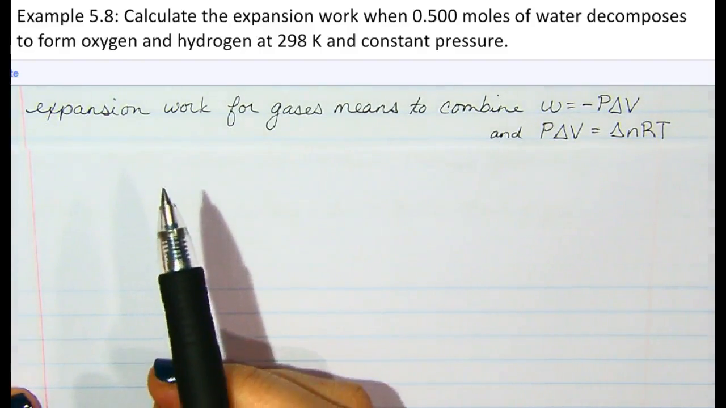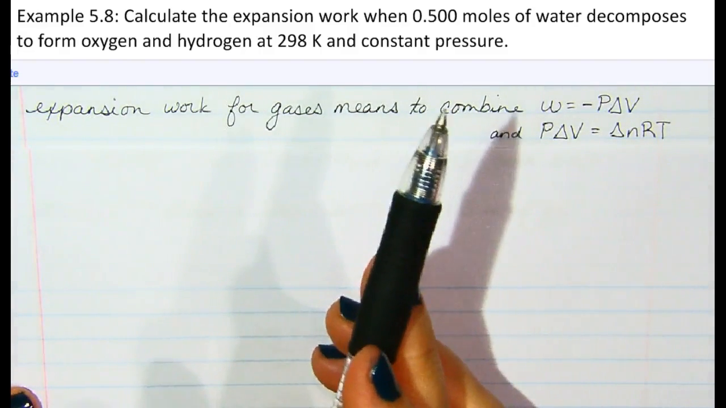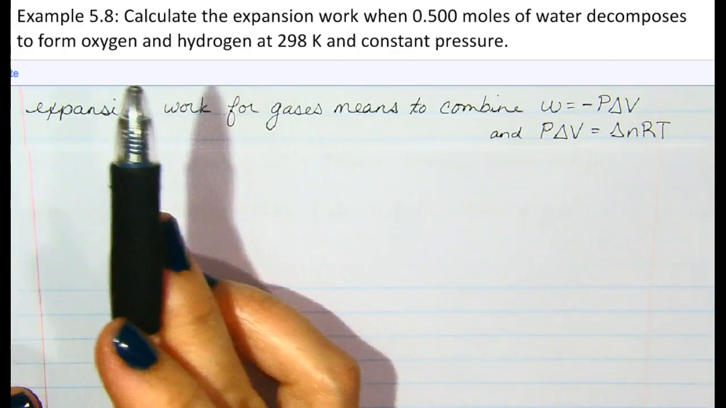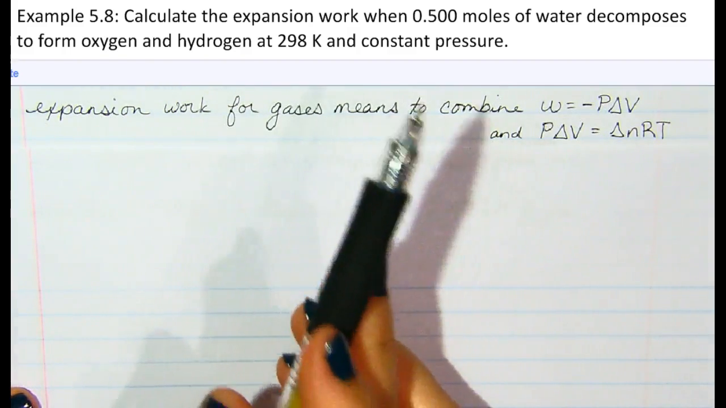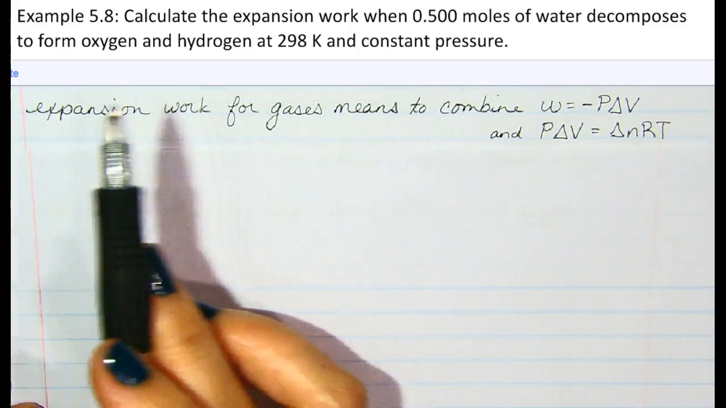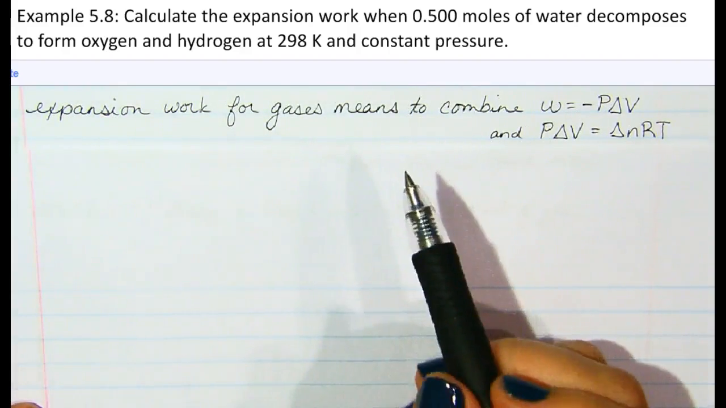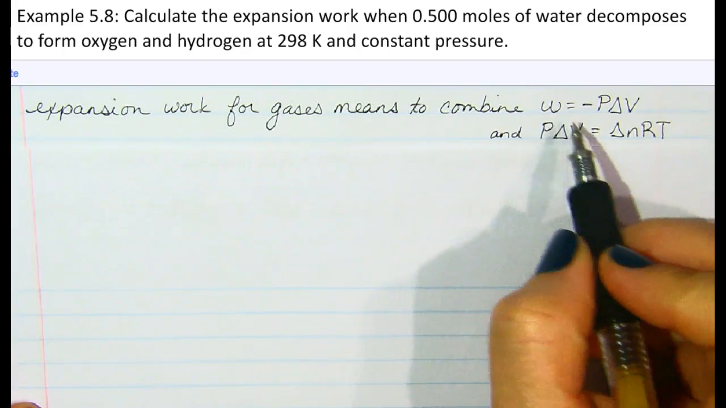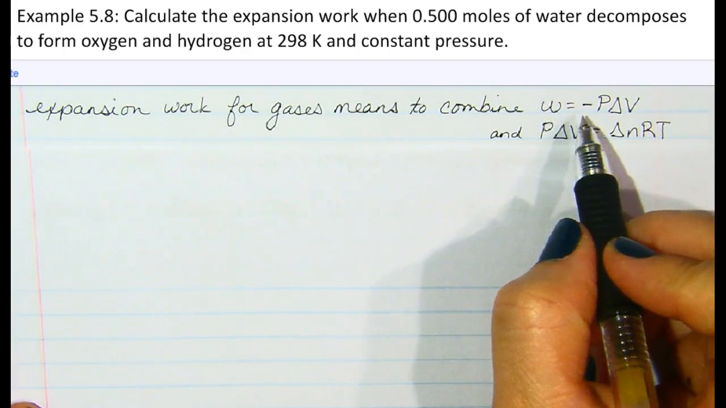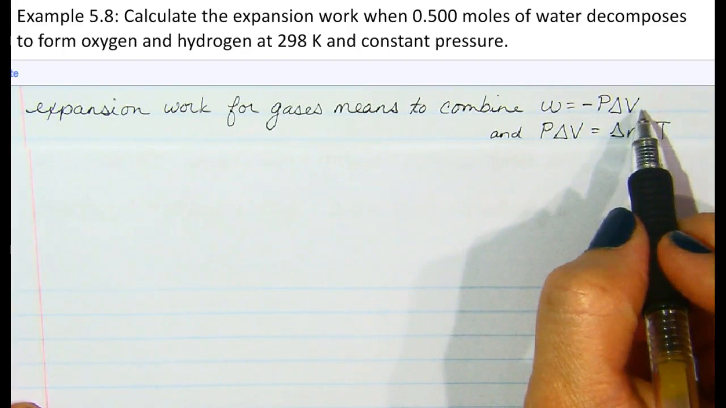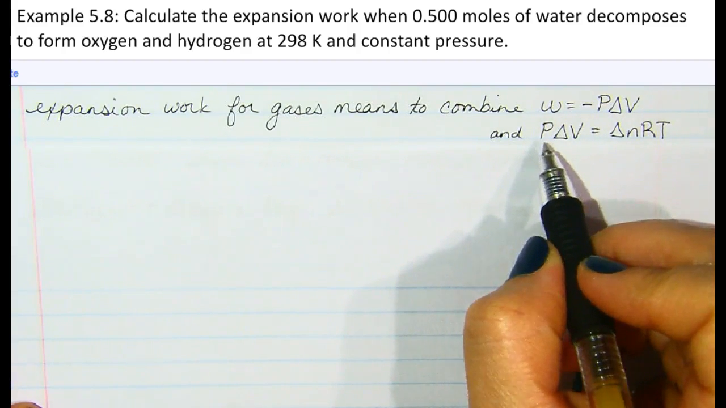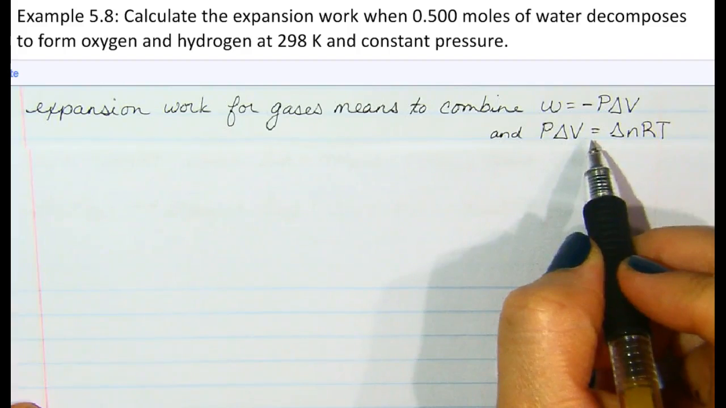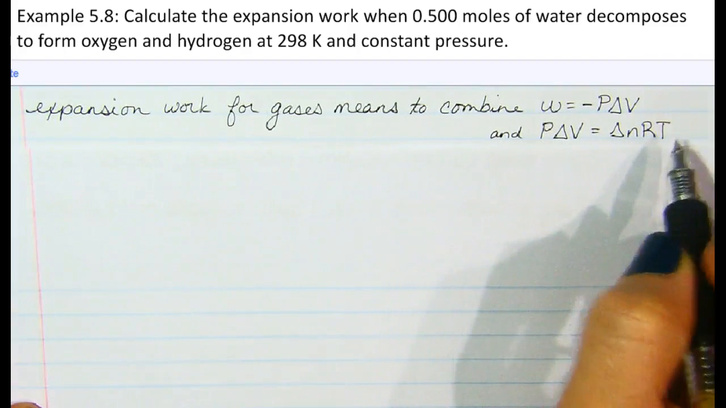We're going to calculate the expansion work when 0.5 moles of water decomposes to form oxygen and hydrogen. And we are given a temperature and told that it's at constant pressure. Expansion work for gases means we're going to combine these two equations where work is equal to the negative pressure times the change in volume, and the ideal gas equation, which means pressure times the change in volume would equal the change in moles times RT.